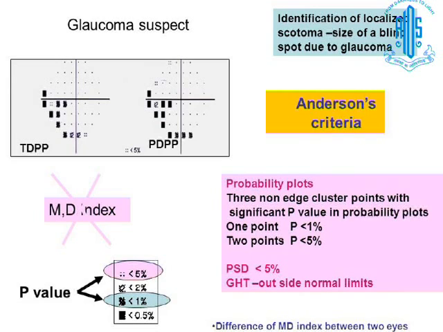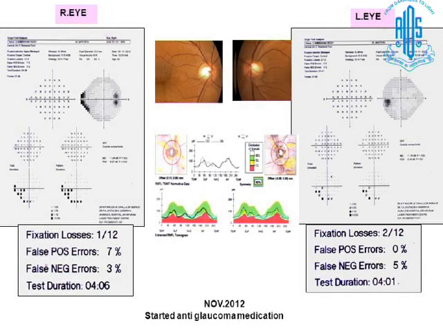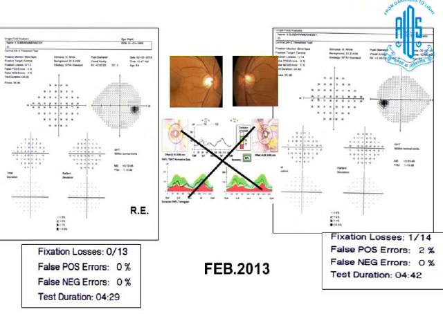When there is an irregular scotoma, PSD will automatically be significant, and the glaucoma hemifield test will usually be abnormal. This is to say Anderson's criteria. In this patient, glaucoma was suspected because of disparity of the cups, and the visual fields were taken, with fixation losses 1, false positive 7 and 3. It was diagnosed as glaucoma and treatment was started.